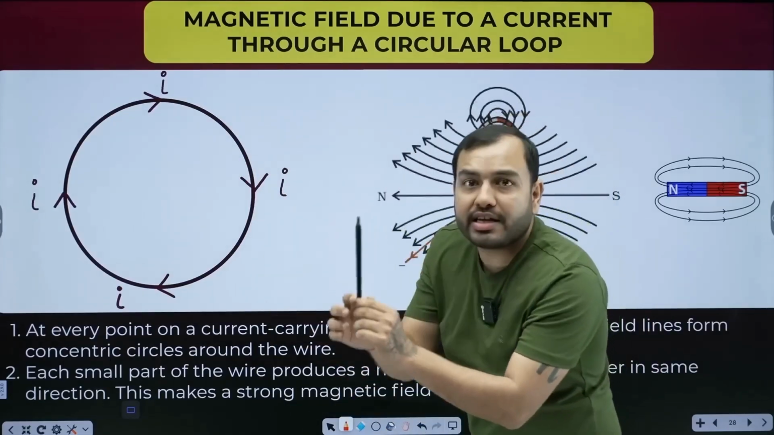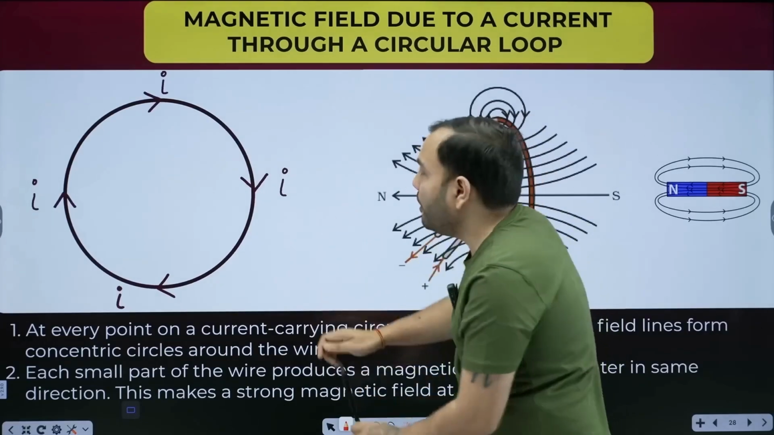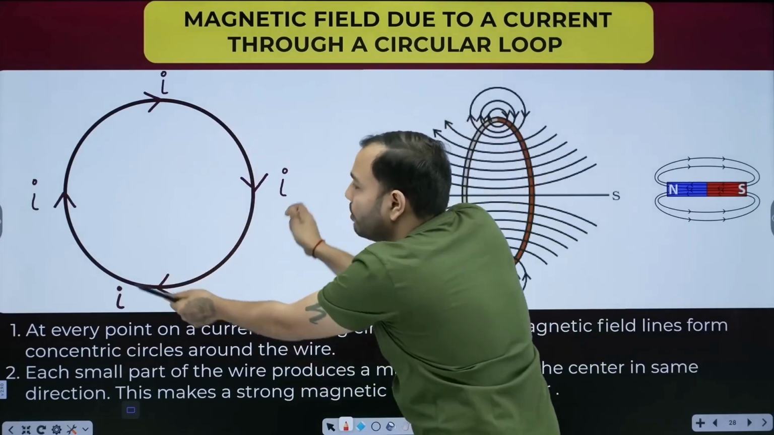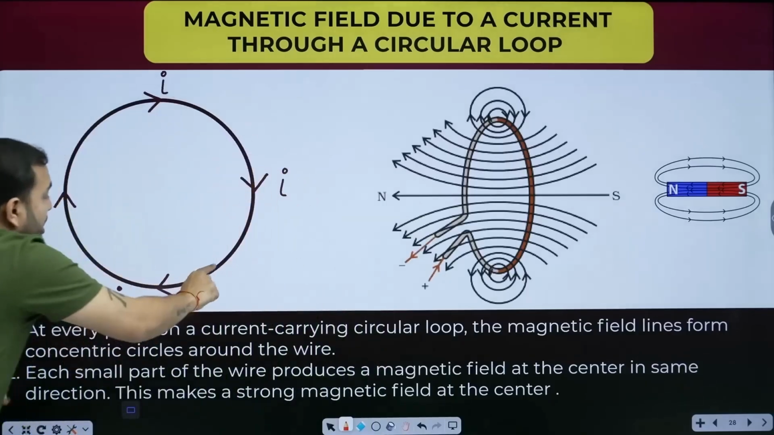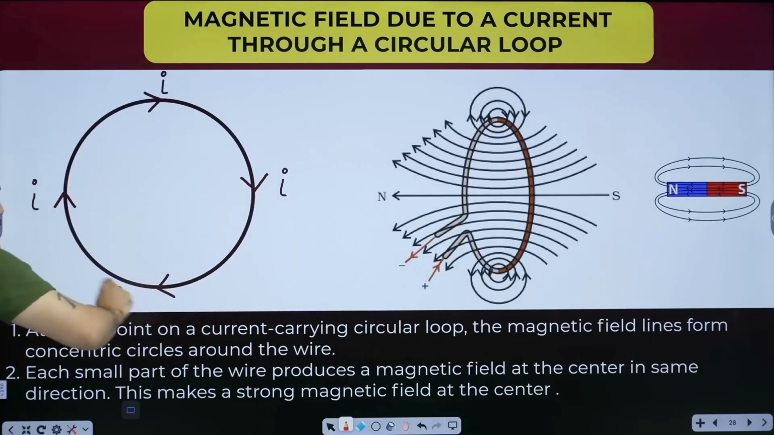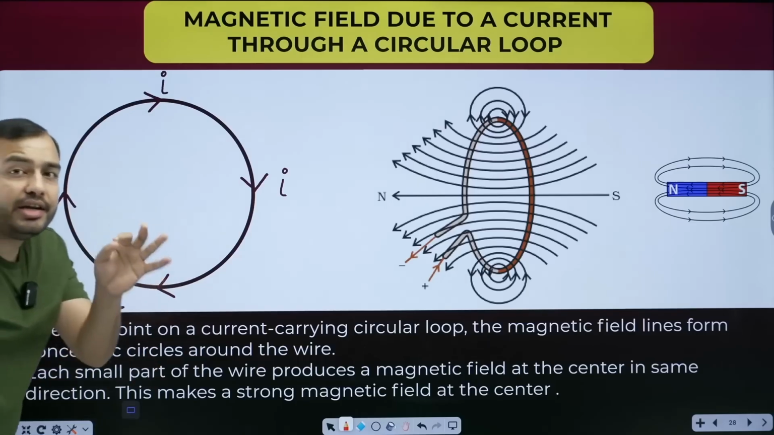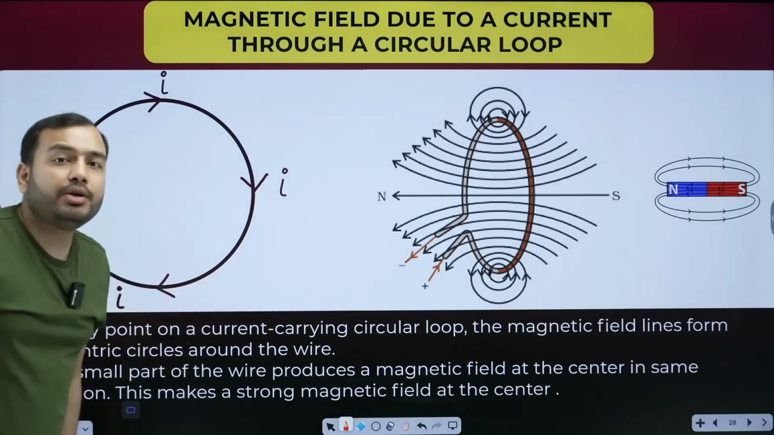Until now we had a straight wire in which current was flowing. Now I bent the same straight wire into a circle and made a circular loop. Now it has become a circular loop. Current is rotating like this, round and round. How will the magnetic field be due to this current?